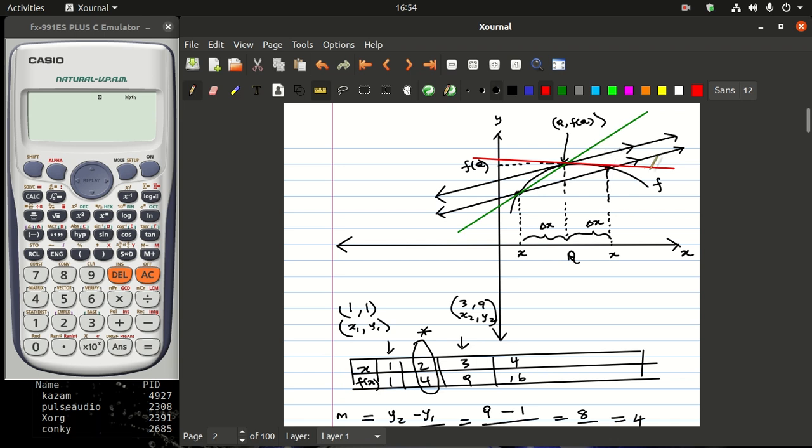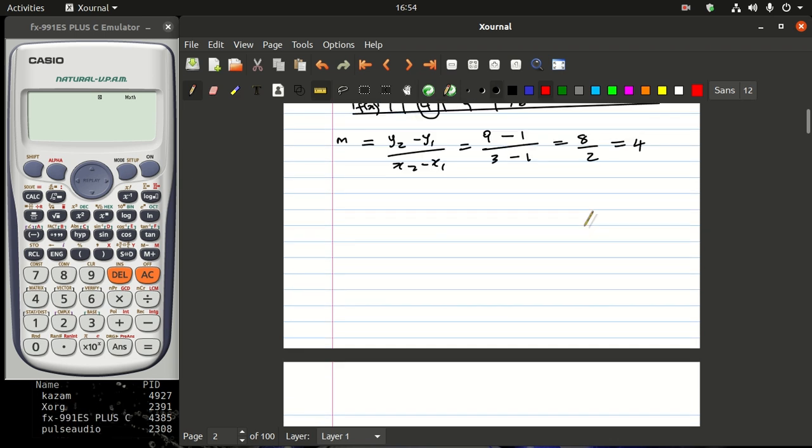So I need to find the slope of this line here and the slope of this line here so that I can add them and then divide by 2. I will be able to get the slope of that line there. So that's the second way of actually looking into it.